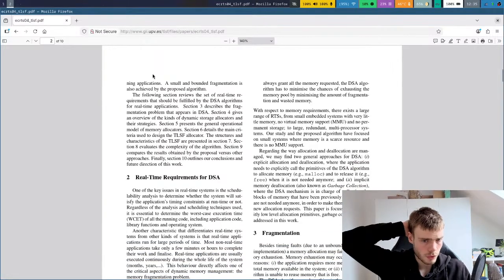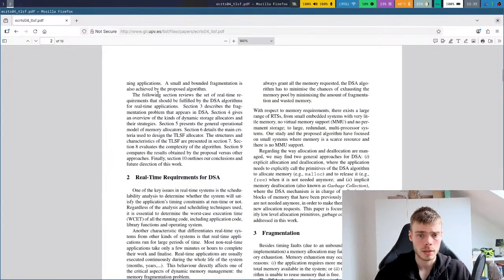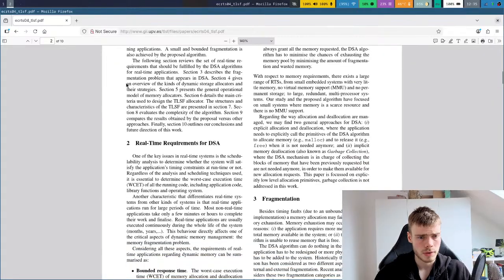The following section reviews the set of real-time requirements that should be fulfilled by the DSA algorithms for real-time applications. Section 3 describes the fragmentation problem that appears in DSA. Section 4 gives an overview of the kinds of dynamic storage allocation strategies. Section 5 presents the general operational model of memory allocators. Section 6 details the main criteria used to design the TLSF allocator.